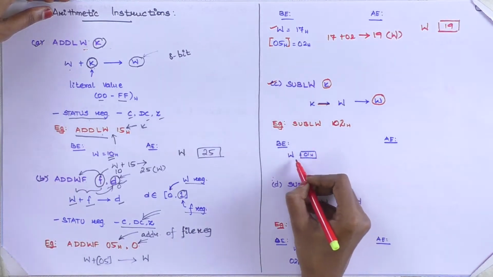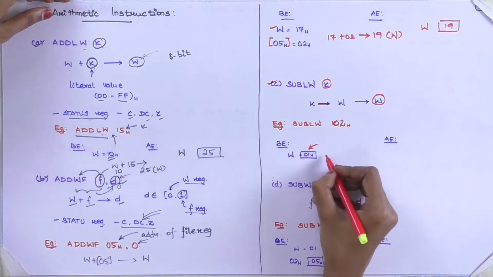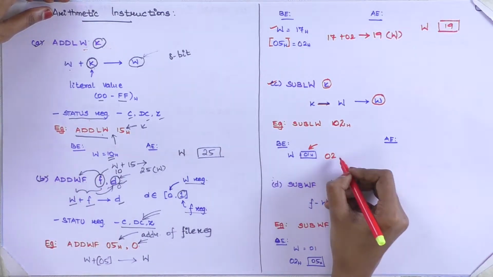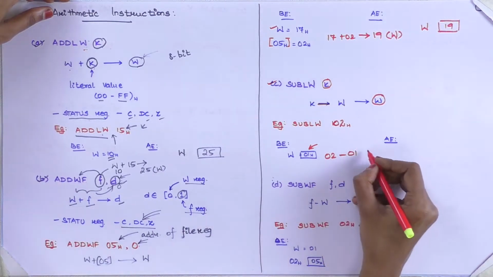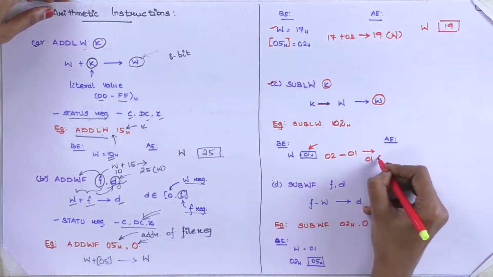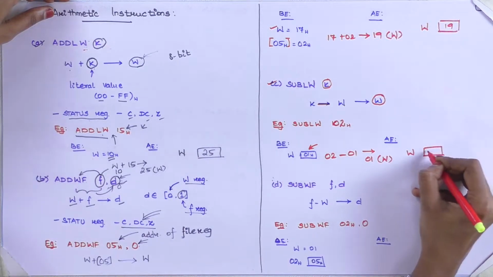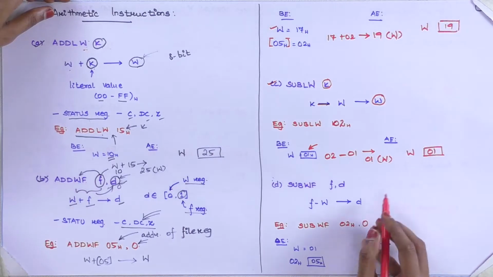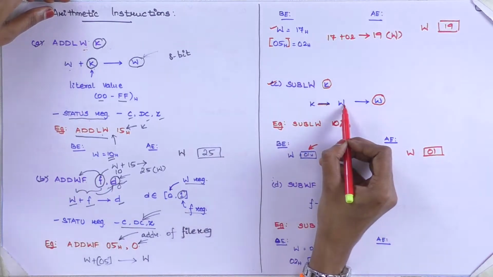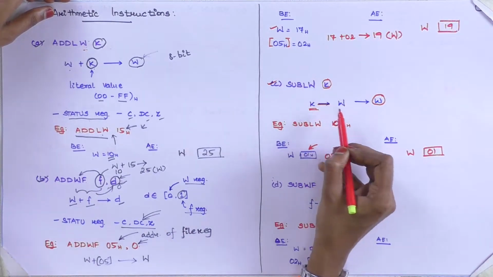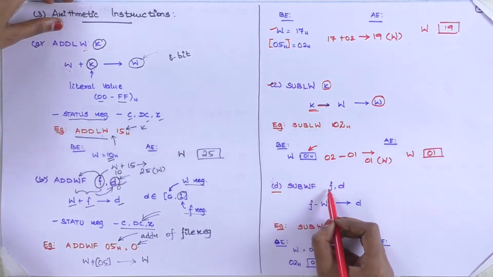Before executing this instruction, the working register has the value of 01. By executing this instruction, the working register value 1 will be subtracted from the literal value 02, and the result will be 1. That will be stored in the working register. So after executing, the working register will have the value of 01. Fine, so this is for SUB LW. Here the working register is subtracted from the literal value. Don't forget that. The next instruction is SUB WF F comma D.